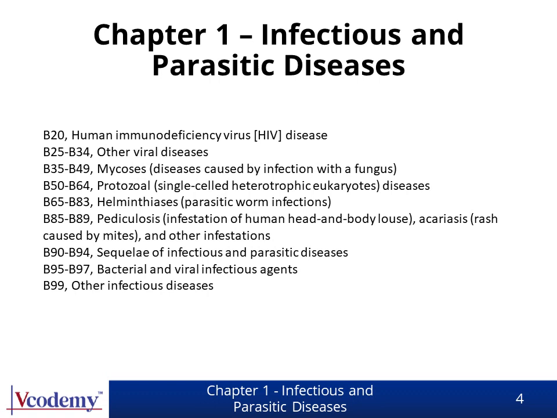B90 to B94, sequelae of infectious and parasitic diseases. What do you mean by sequelae? Once the active infection is completed and cured in the patient, it leaves behind some side effects. It's called sequelae. B95 to B97, bacterial and viral infectious agents. B99, of course, is the last category, other infectious diseases.